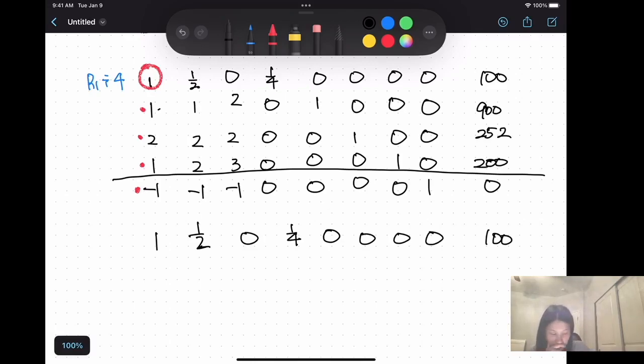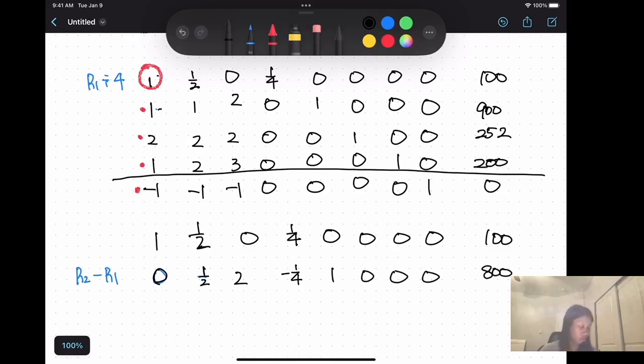So now look at the second. What do we want? This is 1. This is also 1. So that means I want the second row to be R2 minus R1. Okay, so 1 minus 1 is equal to 0. Oops, sorry. 0, 1/2, 0, negative 1/4, 1, 0, 0, 0, and 800, right, after subtracting them.